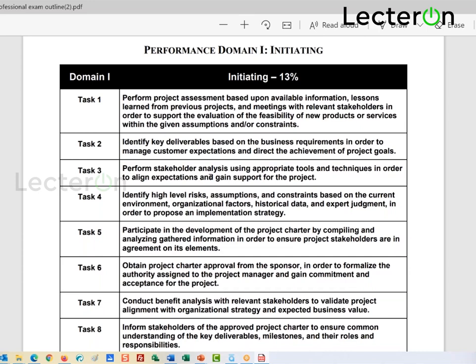Perform stakeholder analysis using appropriate tools and techniques. Okay, right there, we just did that. We talked about the Salience Model. We talked about those grids. Those questions would be in here. Okay. High-level assumptions, all of these in order to propose an implementation strategy. This is all the stuff that is coming from the high level off of the business case into how you might do this. Participate in the development of the business charter.